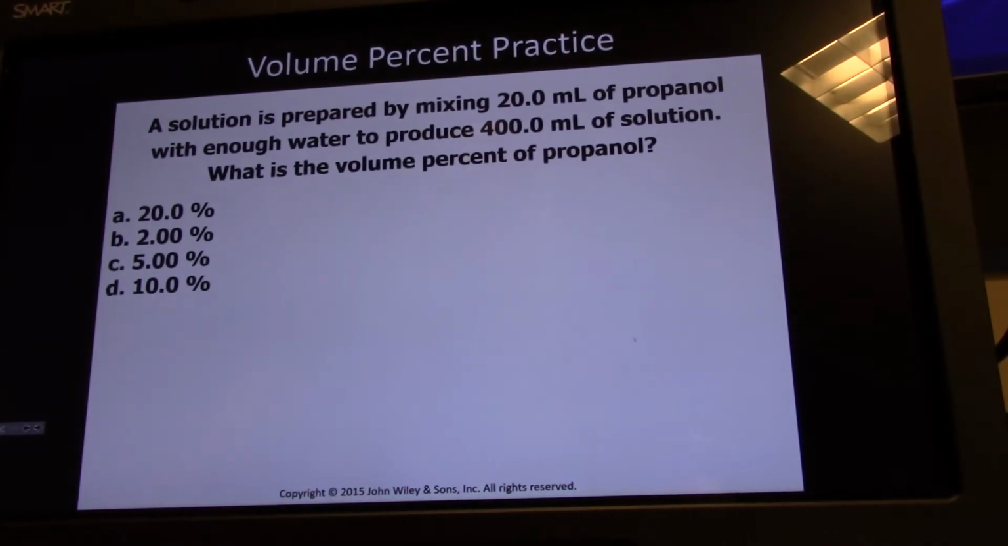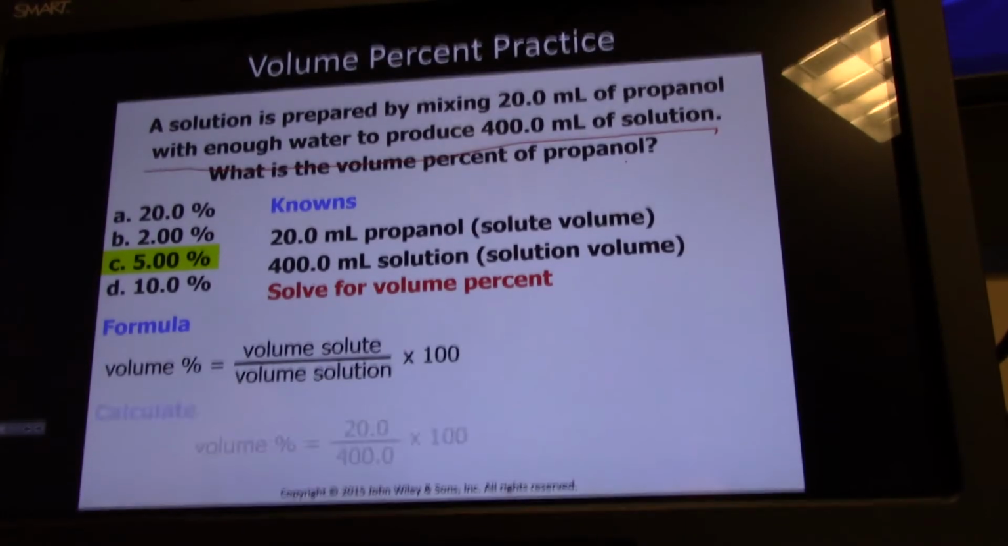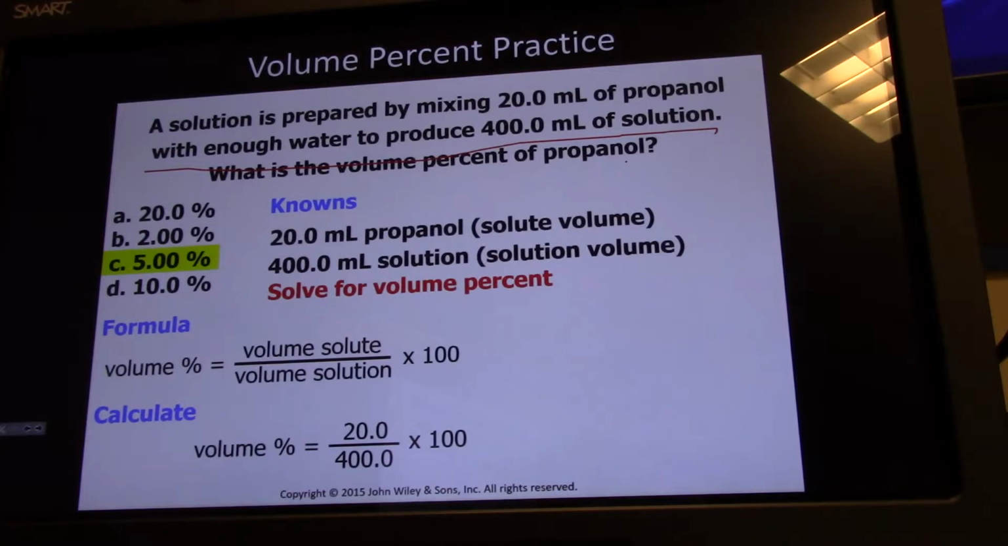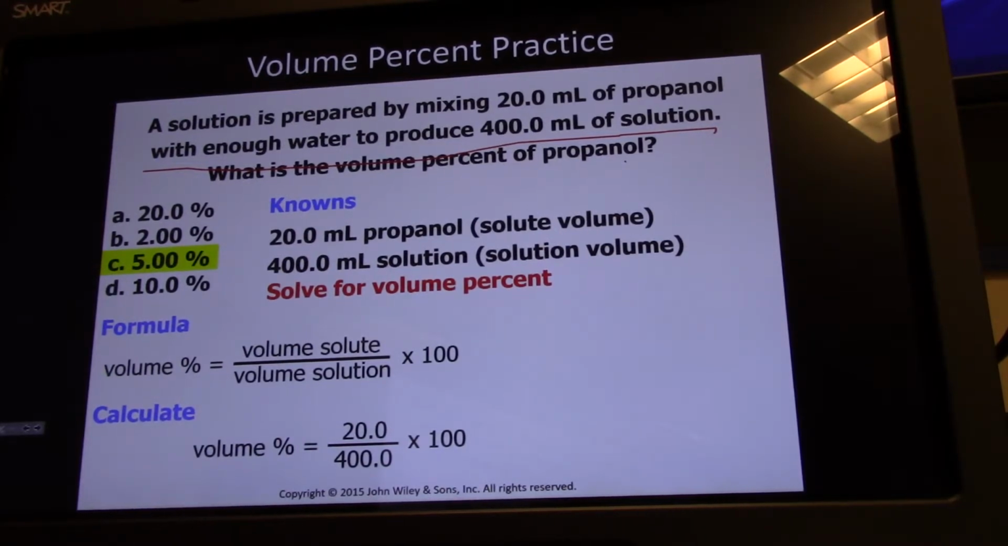A solution is prepared by mixing 20 milliliters of propanol with enough water to produce 400 milliliters of solution. What is the volume percent of propanol? Well, it's 20 milliliters divided by the 400 milliliters of the solution. Your milliliters of solute divided by your milliliters of solution. So the tough thing on this is just to make sure you know what you're solving for. Is it a mass percent, mass volume percent, or volume percent? They're just slightly different formulas.